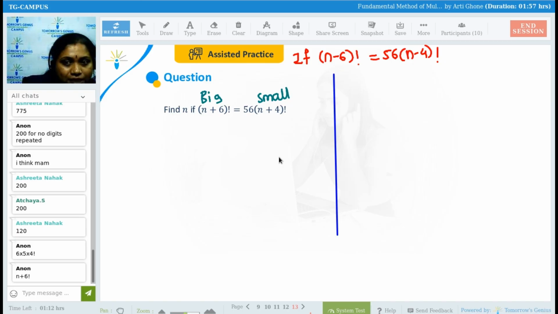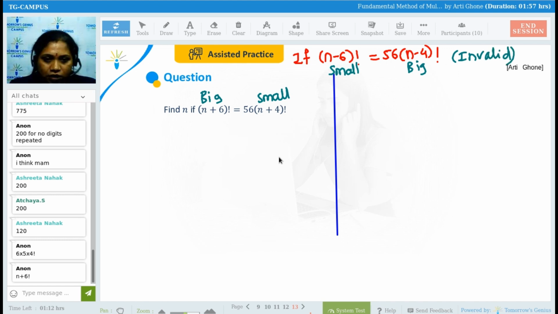Okay, here n minus 6 is a small value and n minus 4 is a big value. Clear? But such questions are invalid because n will not be a perfect integer then. This point is invalid. The question is invalid. But how this is invalid, that understanding is important. Clear? n minus 6 is a small value and n minus 4 is a big value. Do it. Very easy question. You can do it by yourself also.